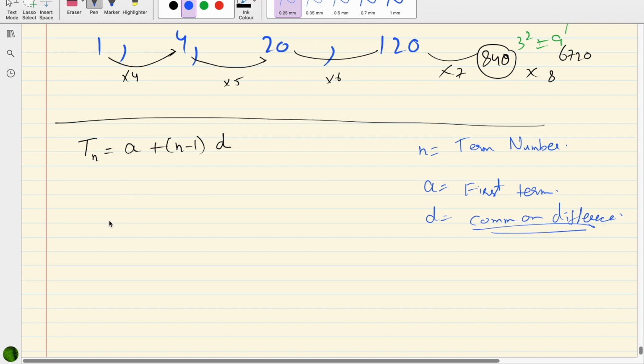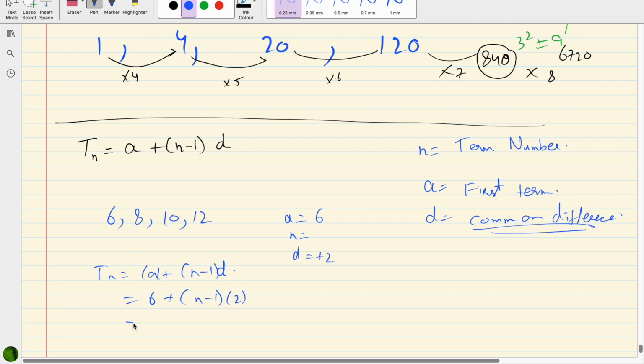Now let's take an example of 6. This is one sequence. I can see that a is the first term, which is 6, n is the term number, and d is the difference, which is plus 2 in this case. So tn could be a plus n minus 1 into d. Now a is the first term, that is 6, n is the term number, d is difference 2. Simplifying to get 2n plus 4.